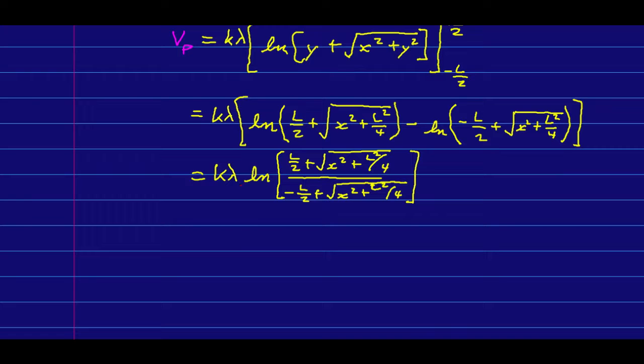Let's just check units to make sure. This is all a length plus a length over a length plus a length, and so this is unitless, and so all we have is k lambda, which is Newton meter squared per Coulomb squared, times coulombs per meter. And so that's Newton meters per Coulomb, which is joules per Coulomb, which is volts.